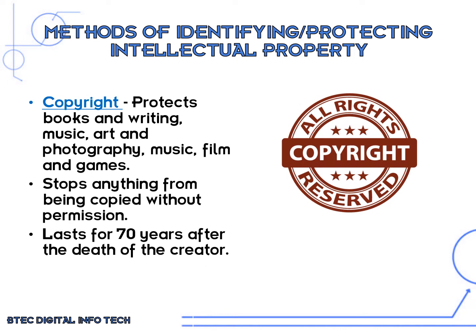Finally, the other method of protecting intellectual property is the copyright law. Copyright protects books and writing, music, art and photography, film and games. This stops anything from being copied without permission. Copyright is automatic as soon as you create something, and it lasts for 70 years after the death of the creator.